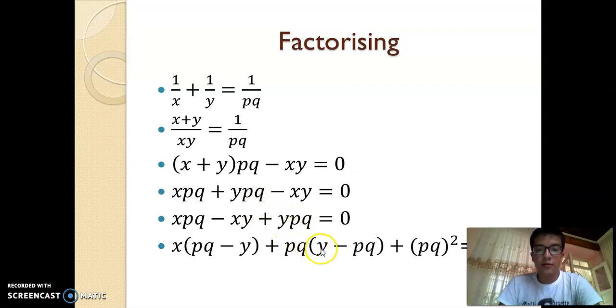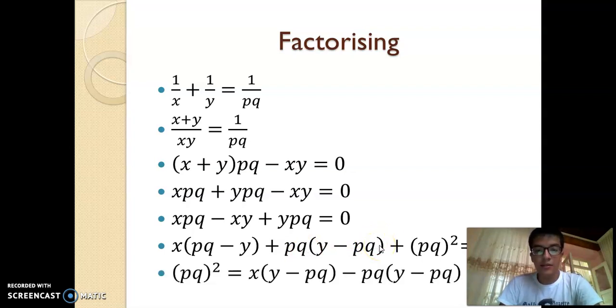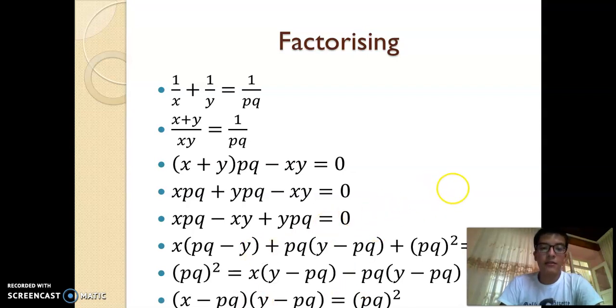So I did y minus pq and wrote it down multiplied by pq, and I will just add pq squared because I just subtracted pq to the second degree. And then here it is. We have finally factorized the equation. Here on the left hand side we have the terms with unknown variables, and on the right hand side we have the terms with variables that we know something about.